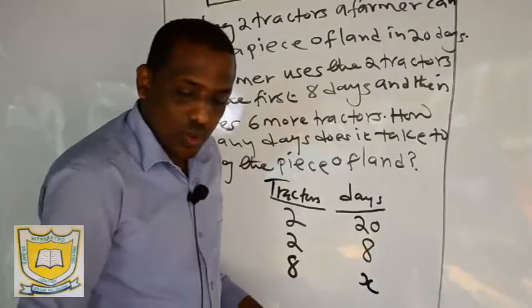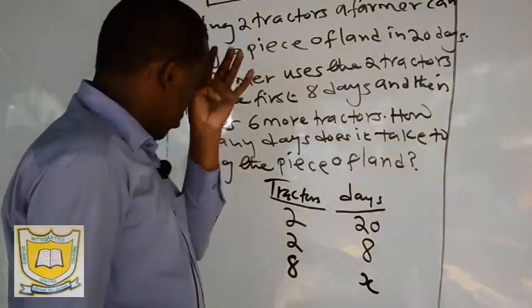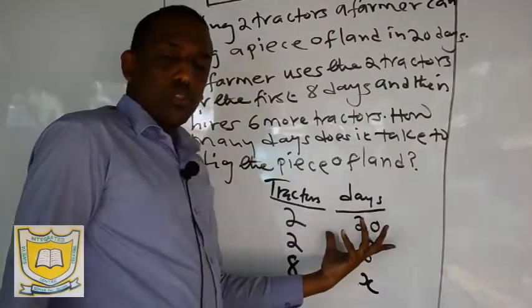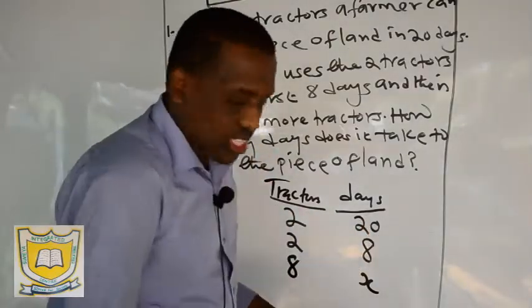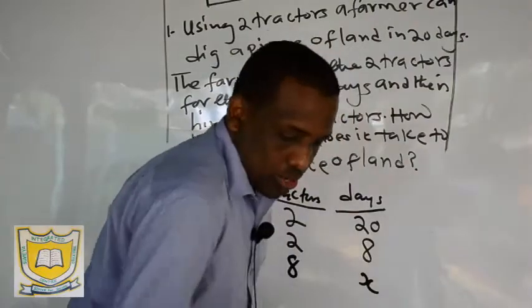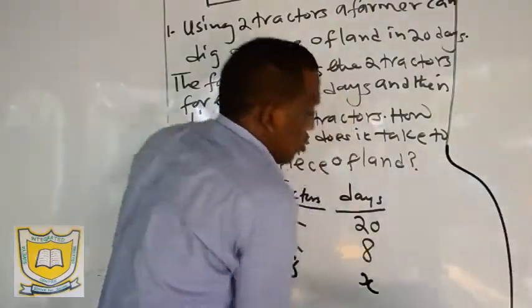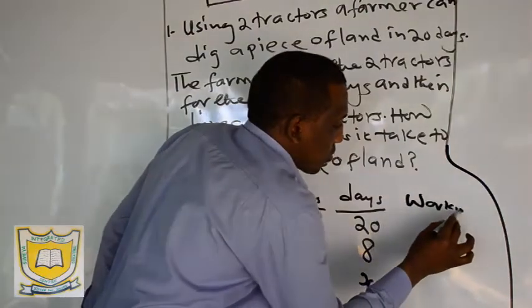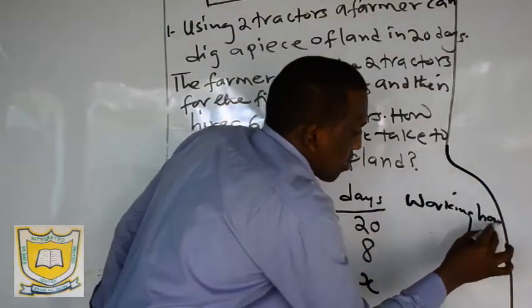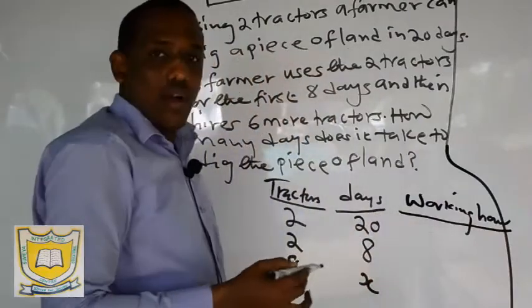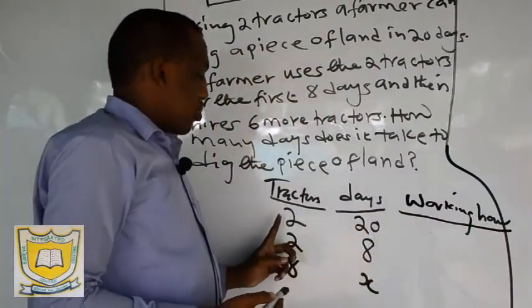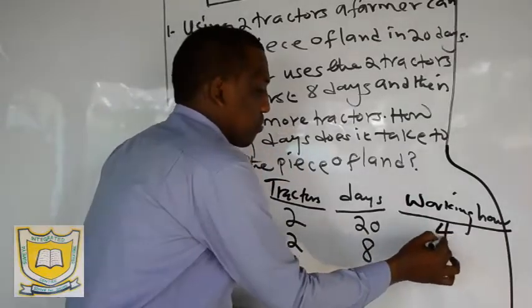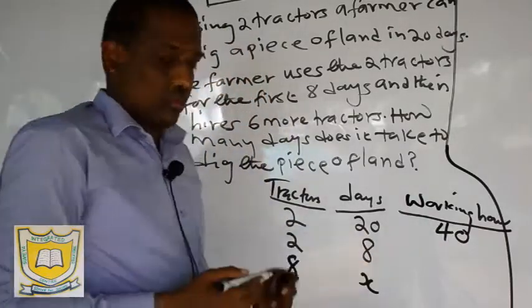So when you see such a question, it's a complicated one. He used 2 tractors to dig a piece of land in 20 days. What do you do? You introduce what is called working hours. So 2 tractors, 20 days, the working hours will be 40, that is 20 times 2.